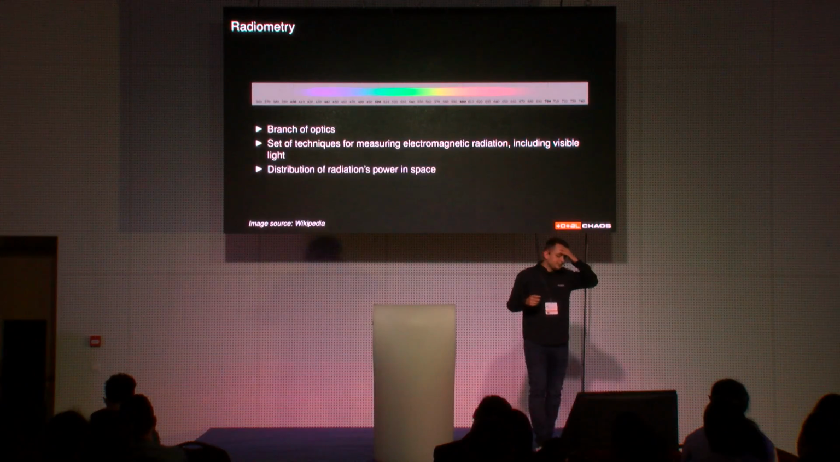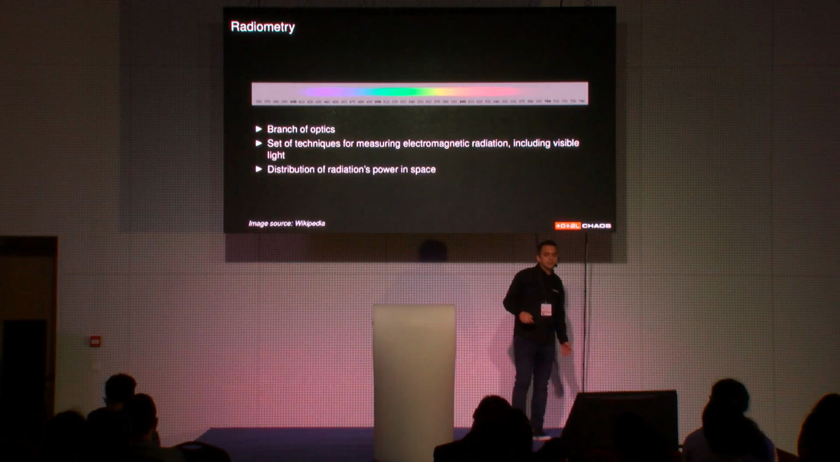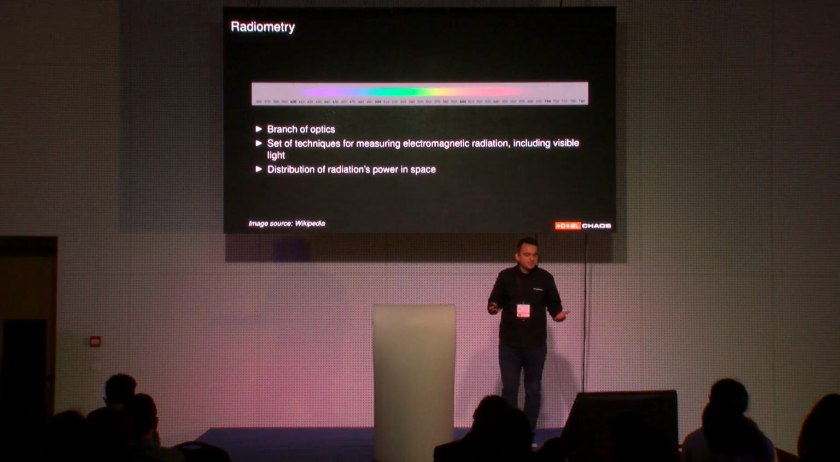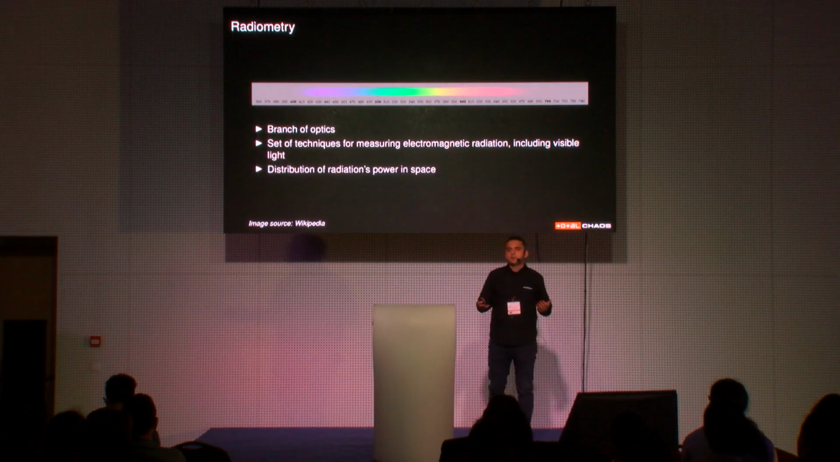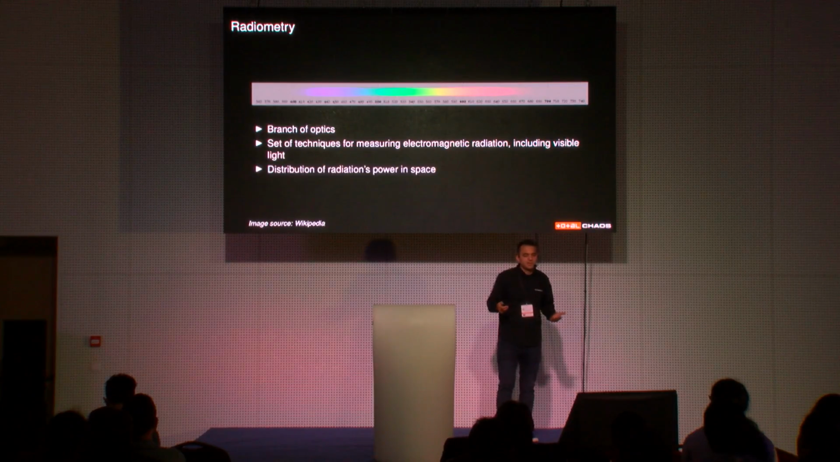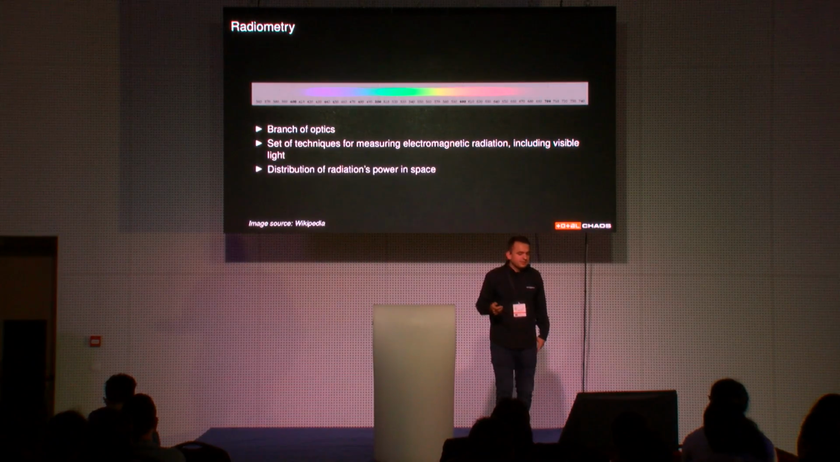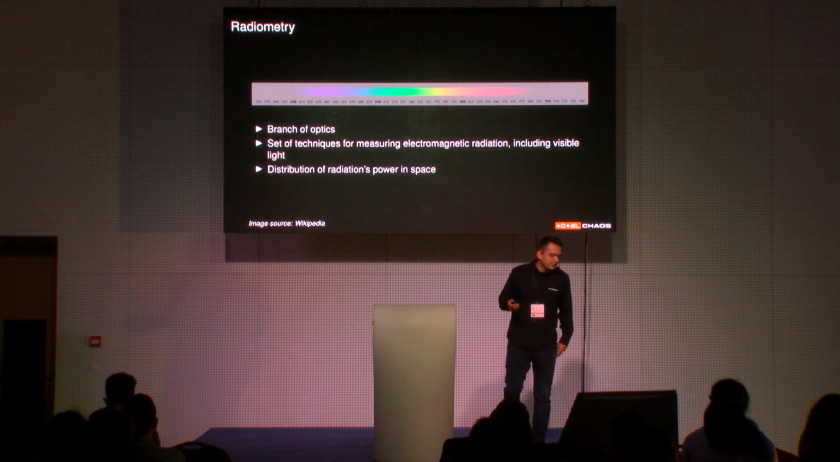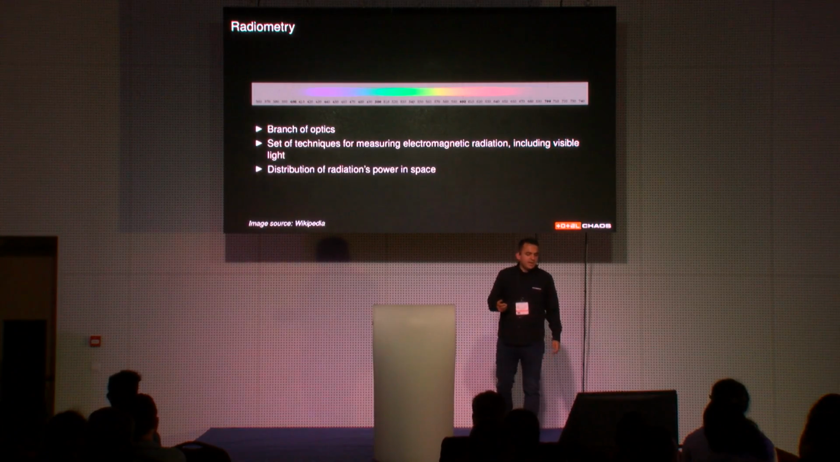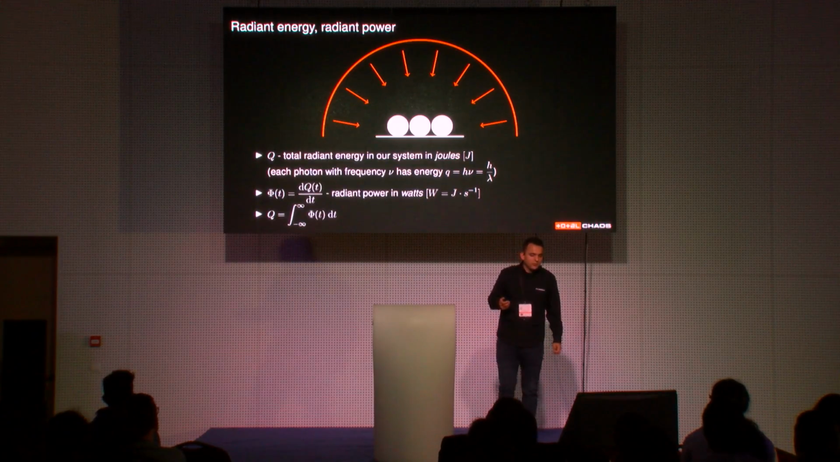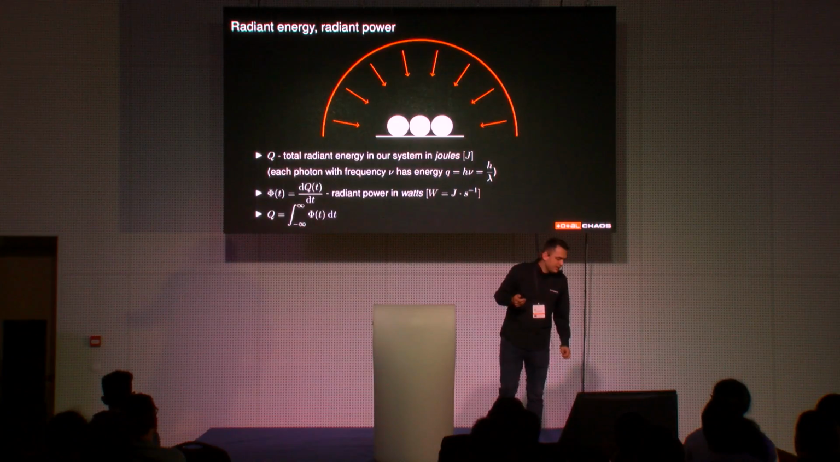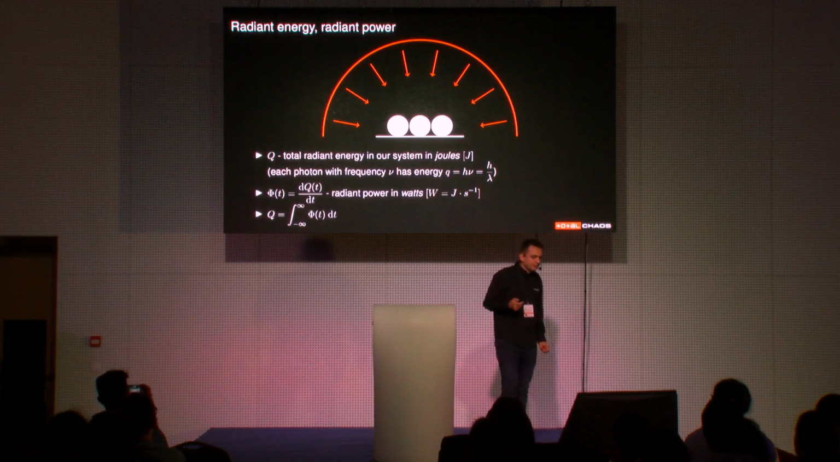Now, radiometry. I want to just give you a few slides on this. This is a branch of optics, and radiometry basically describes the distribution of radiation in space, the distribution of power in space. So we are obviously interested in the visible spectrum, which is above on the picture. And one of the most basic quantities in radiometry will be shown in the next slides.